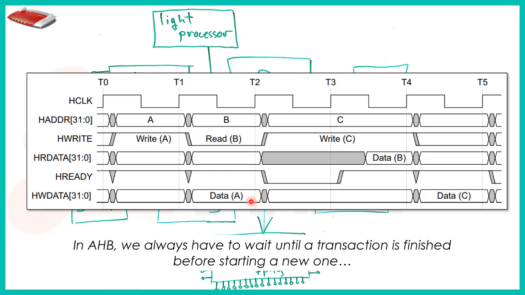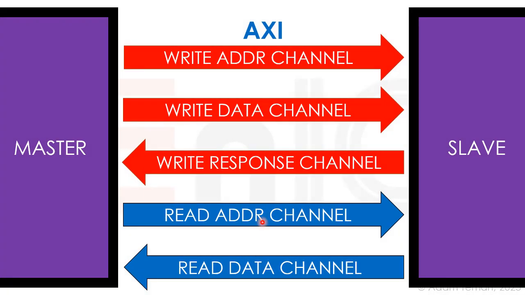That's a big problem. In AHB, we always have to wait until a transaction is finished before starting a new one. So how are we going to support this reordering that we wanted to do in the DDR? And the answer to that is also something that we talked about in the last lecture, but was kind of unclear at the time. So now I hope this clears it up. We have our next type of protocol, which is AXI. And in AXI, we actually have different channels for each of our types of signals. So we have a write address channel, a write data channel, a write response channel, a read address channel, and a read data channel.